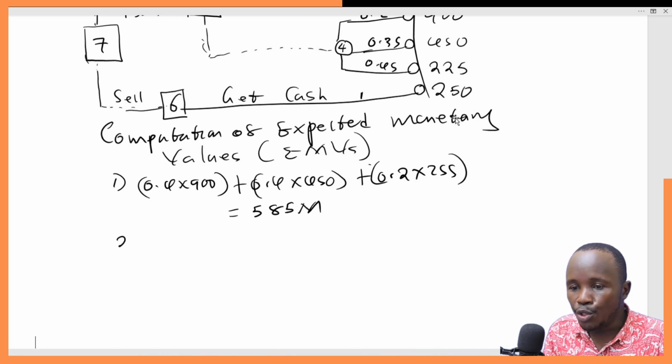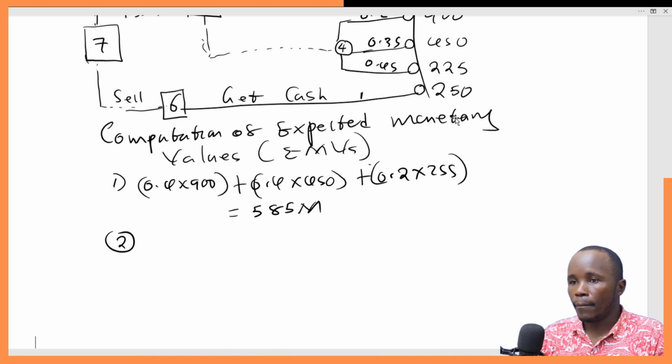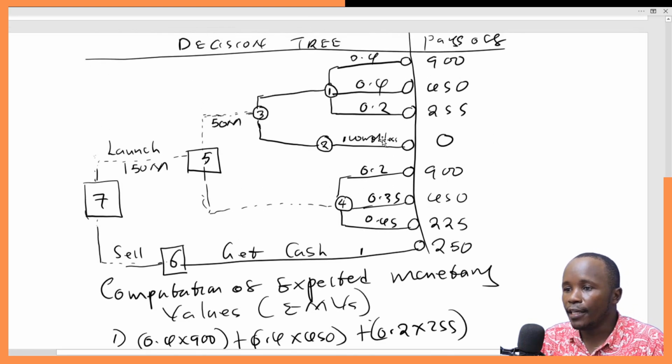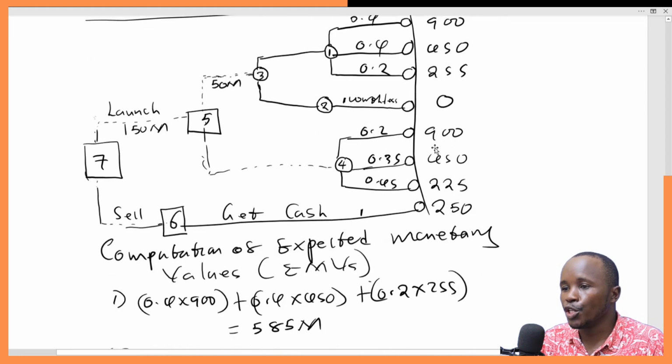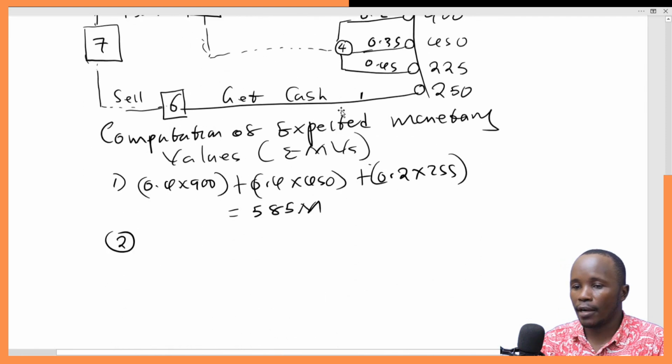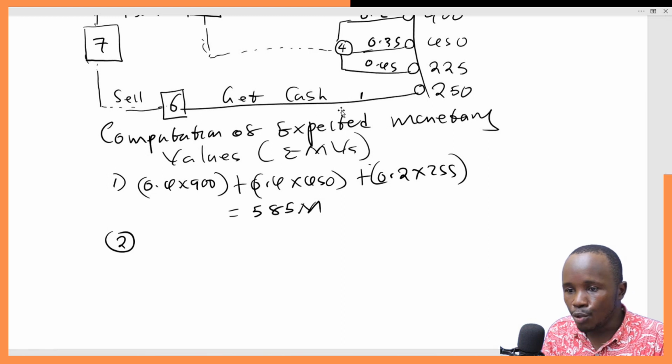Let's go to number 2. Here, when you fail, the expected monetary value is 0. So the probability is 1. So number 2, I will have 1 times 0. The expected monetary value there is 0.